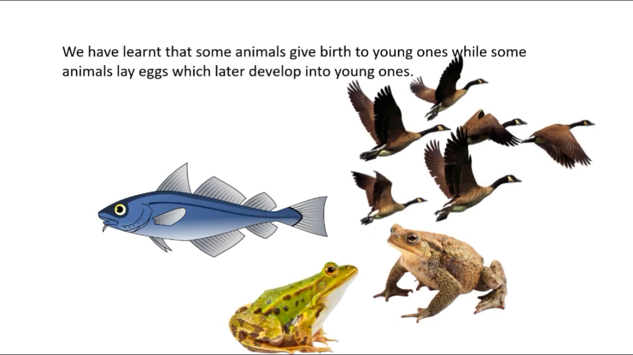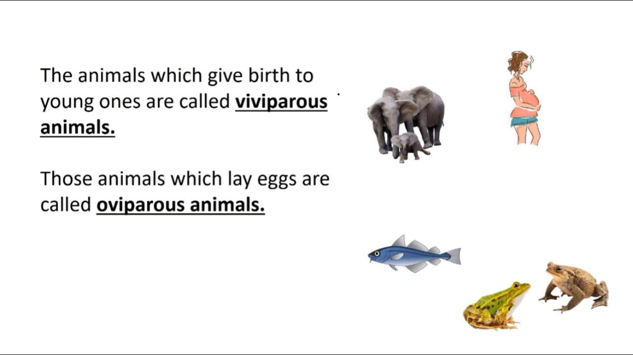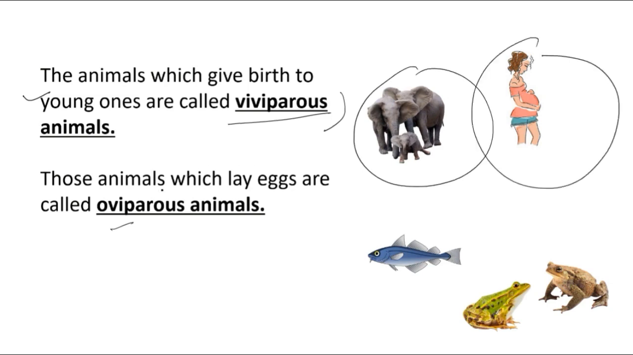So there is a classification. Remember these two words, viviparous and oviparous, right? The animals which give birth to young ones directly without laying eggs are called viviparous. So these are the examples of this. And those animals which lay eggs are called oviparous. How will you remember? Egg is like an O shape, no? So it's oviparous. You can connect that information to the shape of the egg, right? And if you remember this, it will be easily remembered, right?